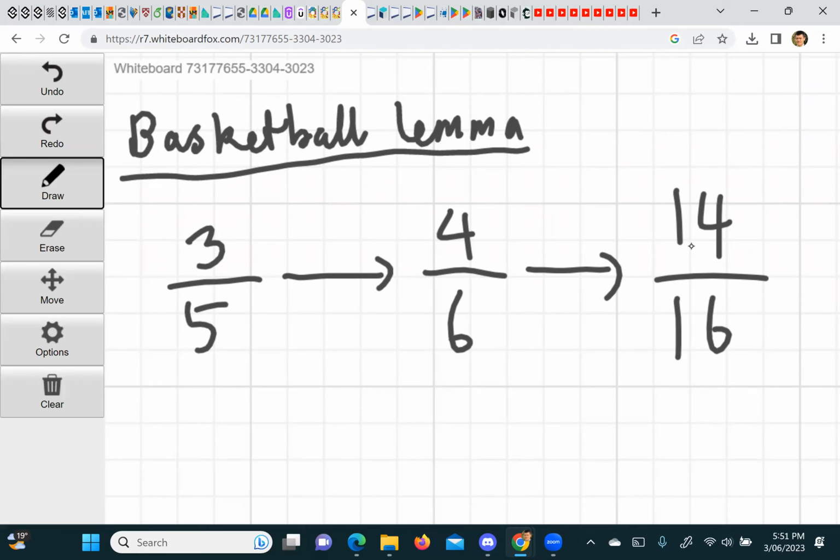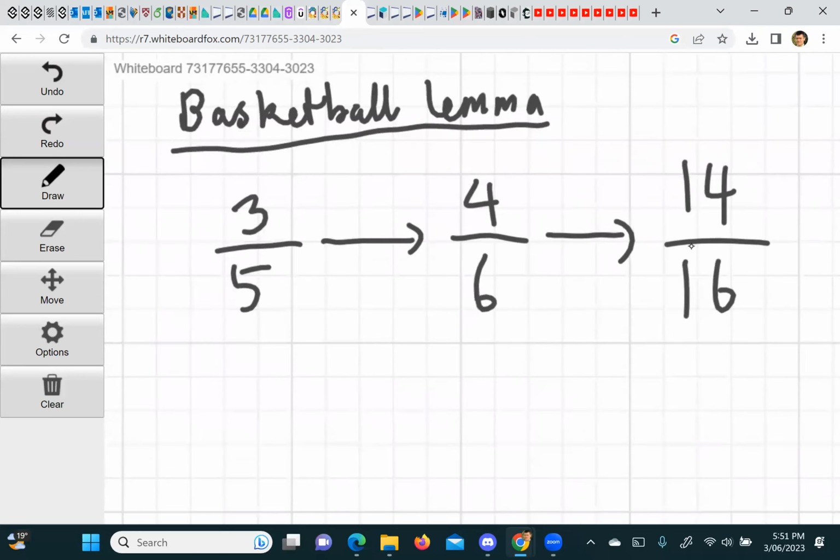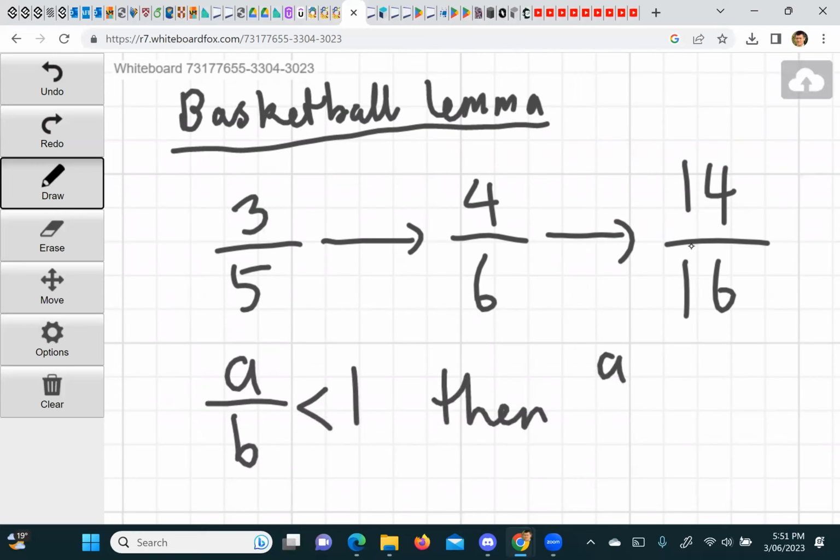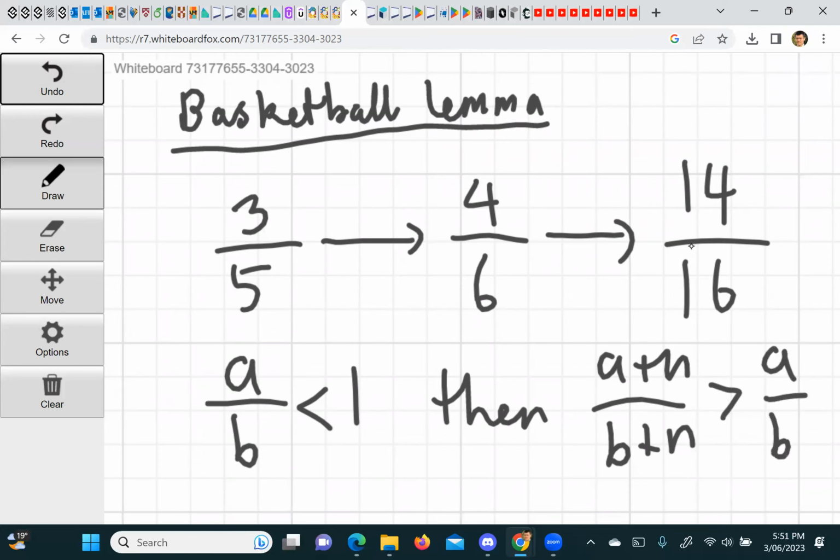So if you add the same thing to the top and the bottom, it means you're making every shot after that. So the next 10 shots you make them all, so obviously your shooting fraction is going to go up. So the claim is, but this only works if the starting number is less than 1. So if a over b is less than 1, then a plus n over b plus n is bigger than a over b. This is actually used to solve a lot of junior maths olympiad problems, by the way.